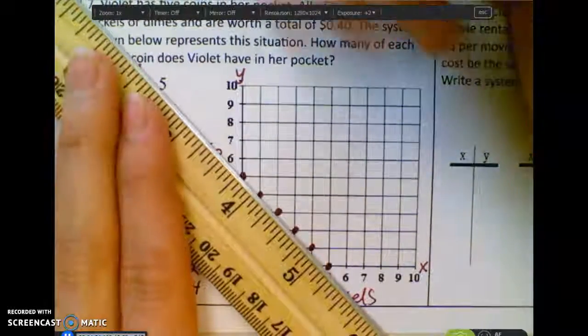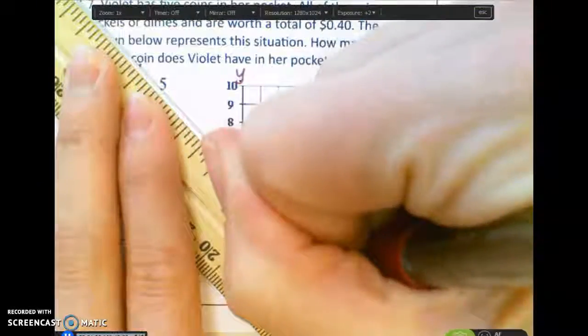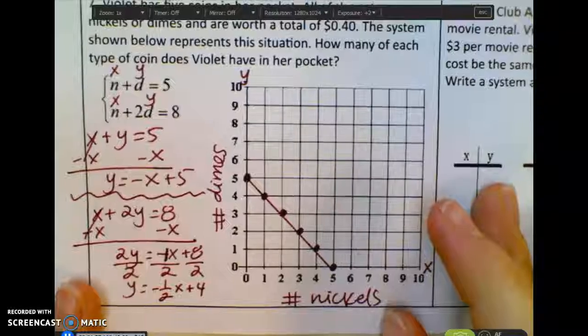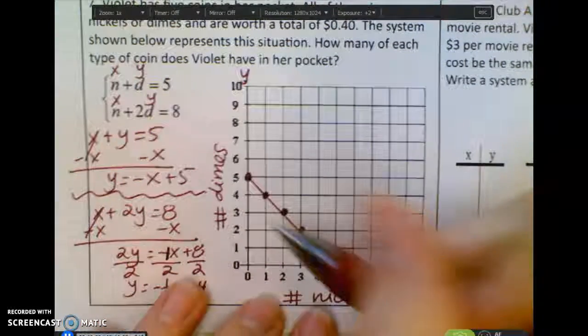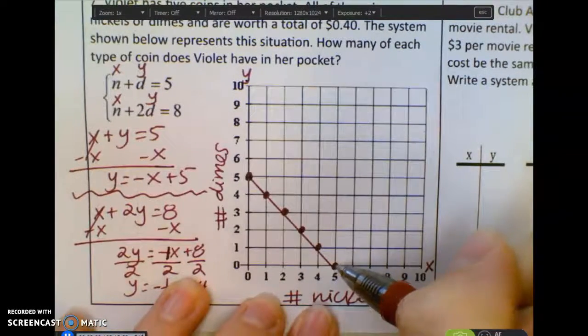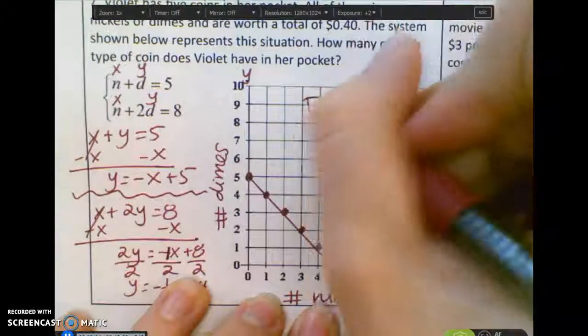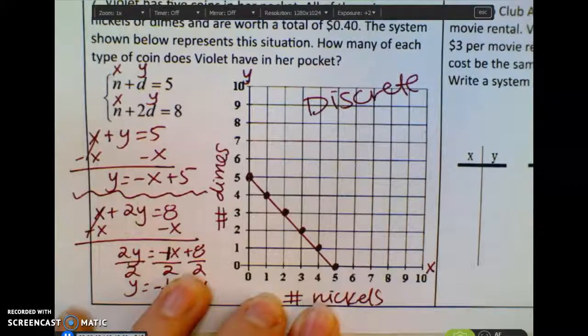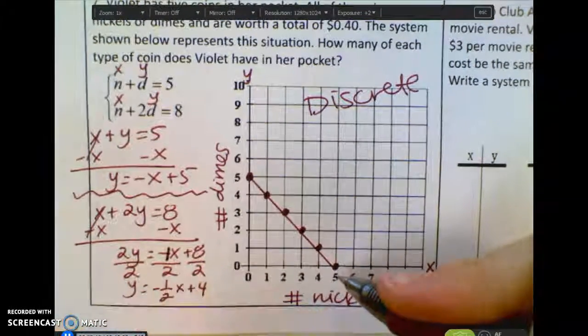Now for this function, is it going to be discrete or continuous? This one will actually be discrete because we can't have partial nickels or dimes. But I'm still drawing a line because it's going to help us. It'll just make it easier to compare. So let's write ourselves a note that this is discrete. We know that, but we're drawing a line because it'll be easier for us.